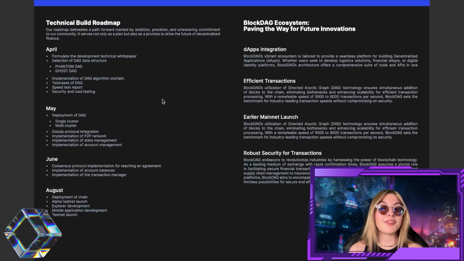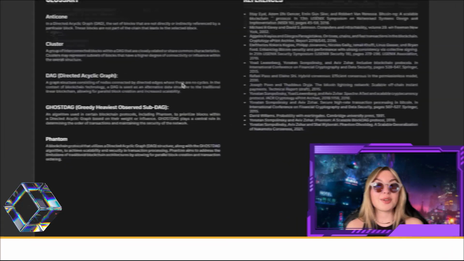The mobile application development I am most excited for, and I'm sure that you guys are as well. So definitely stay tuned for everything further that's going to be happening, because it really is going to be an insane road and you would not want to miss out on everything going on. So definitely keep that in mind. You have the BlockDAG ecosystem as well, paving the way for future innovations, the dApps integration, the efficient transactions, earlier mainnet launch, as well as robust security for transactions too. So definitely check those out.